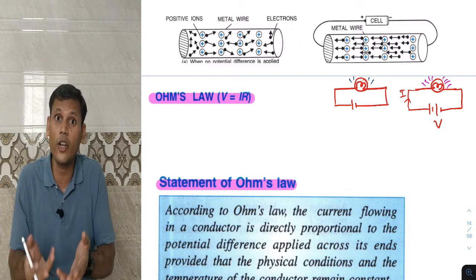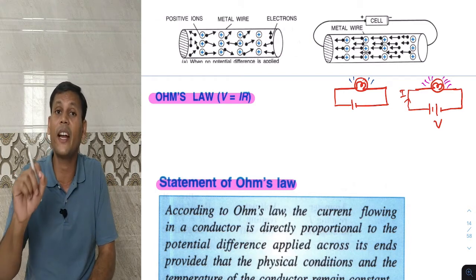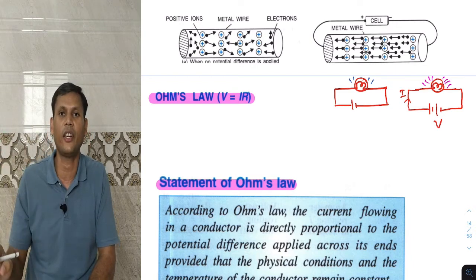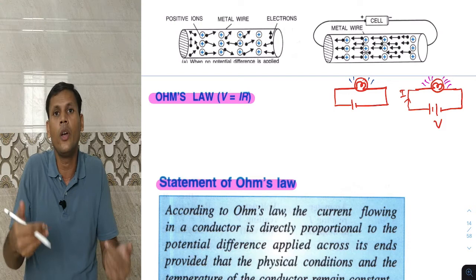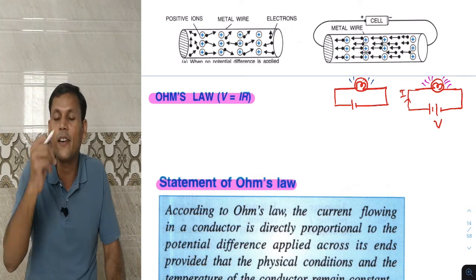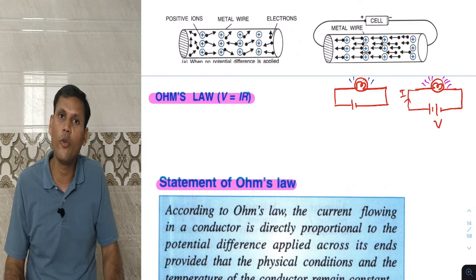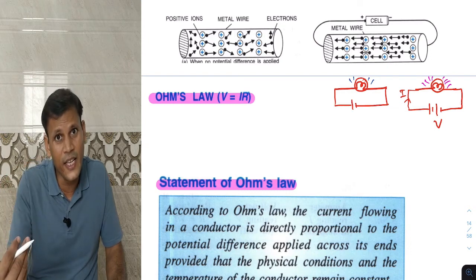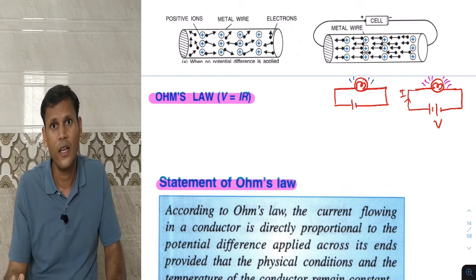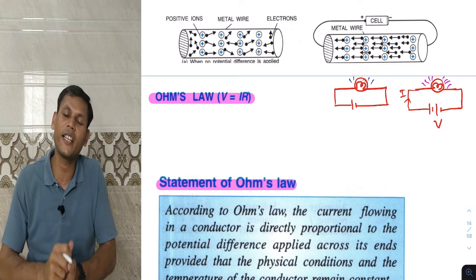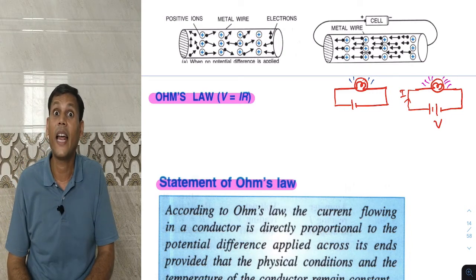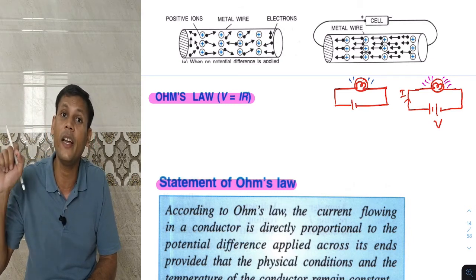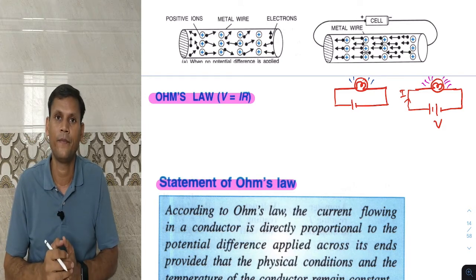So from this observation we get that potential difference is directly proportional to the current, or current is directly proportional to potential difference. This is Ohm's law. So what is Ohm's law? We can say simply that as potential difference increases, current also increases. One increases, another also increases. What is the relation between them? Directly proportional. If one increases, another also increases. It means they are directly proportional. So this is Ohm's law.